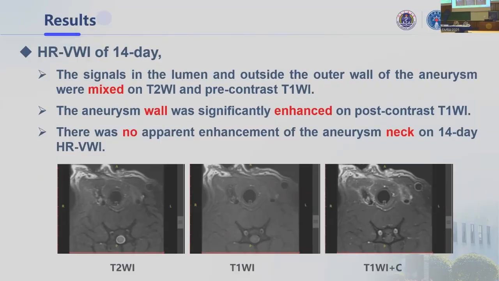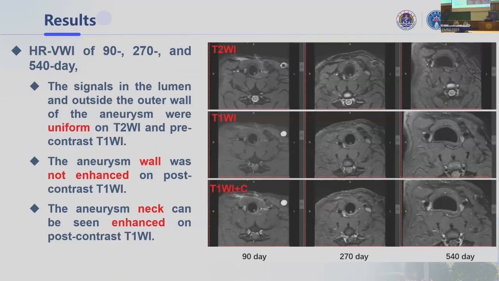On the high-resolution vessel image at 14 days, we can see the signal in the lumen outside the outer wall of the aneurysm is mixed on both T2 and pre-contrast T1. After contrast, we can see the aneurysm wall was significantly enhanced on post-contrast T1, but there was no apparent enhancement of the aneurysm neck at 14 days. During the follow-up, especially at 440 days, you can see the signal became uniform on T2 and T1 images, and the aneurysm wall was not enhanced, but the neck can be seen enhanced during the follow-up.